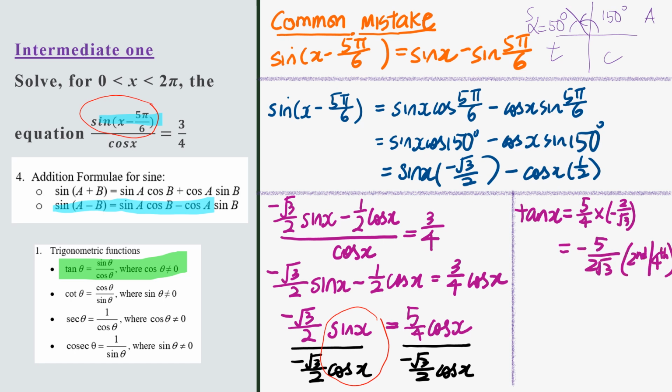Under your ASTC, the angle will come from the second or the fourth quadrants if you have a negative value for tangent x. So the next step is to find a reference angle, which is tangent inverse of positive 5 over 2 square root 3. That will give you 0.9649.